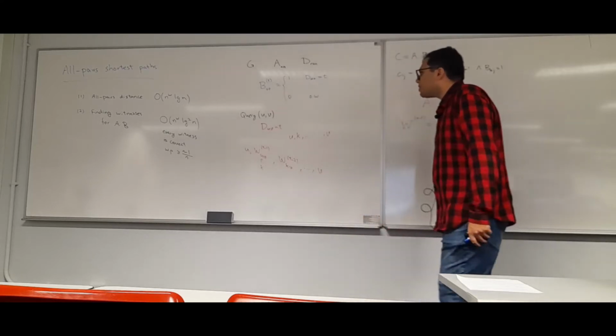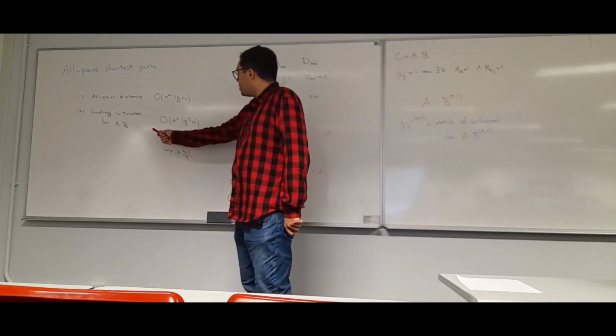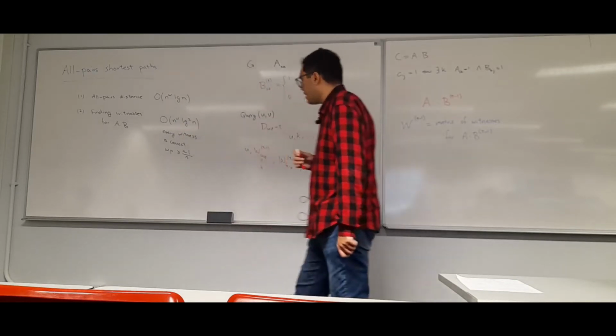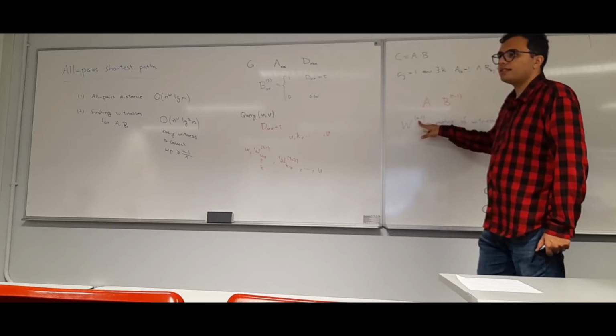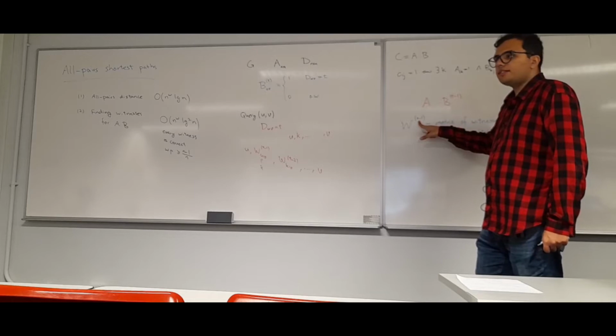But now this is the part where we get into a problem. Finding each one of these witness matrices is going to take n to the power of omega times log squared n. But how many of them do I have? Well, I have one for every possible distance, right? So this is not so great.